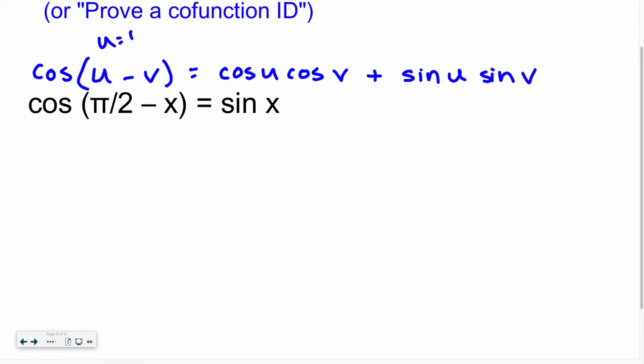So u equals pi halves, and v equals x. So that when you put it in, it looks like minus x. If you call it a negative x, then you're making it look like the sum formula. So it's really the positive. See if you can work it out with a u of pi halves and a v of x to prove that cofunction identity.